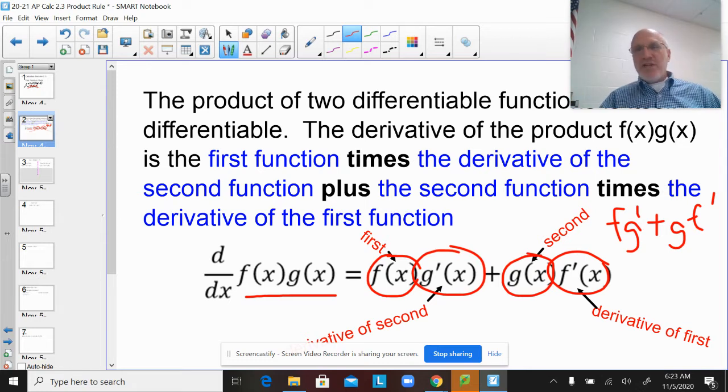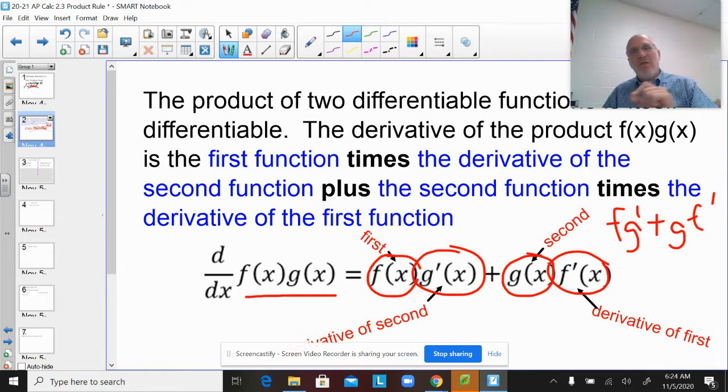Now, of course, f and g can be any letters at all. The functions might be h of x and q of x, so you just have to be careful what you're calling what. When you notice that a function is a product of two functions, you need to think of the product rule. Now, we're going to do a few examples.